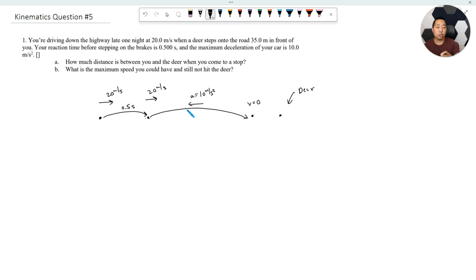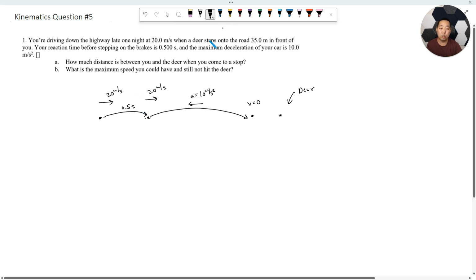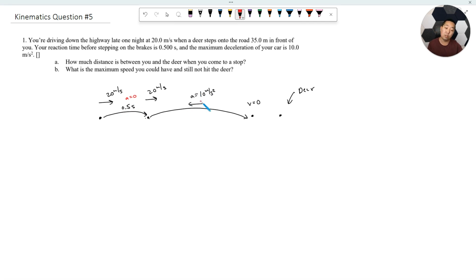So here's the problem. Our kinematic equations only apply when the acceleration is constant. During the first part of the motion, the acceleration is zero. Then during the second part, the acceleration is non-zero. It's going to the left because we're slowing down. So we cannot use the kinematic equations over the entire interval of the motion. We have to do it separately over each part of the motion. This is motion 1, this is motion 2.